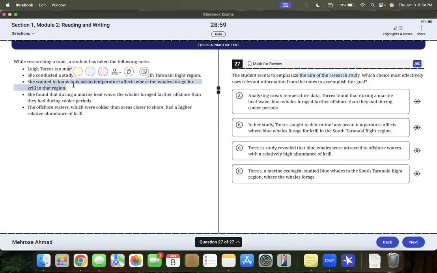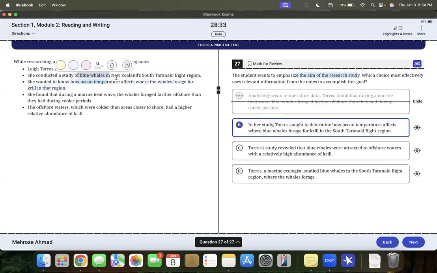Let's go through all of these. A, analyzing ocean temperature data, researchers found that blue whales forage farther offshore. No, this is not showing the aim, this is showing results. B, in her study, the ecologist sought to determine how ocean temperature affects where blue whales forage for krill in the region. This is a very good summary. It's summarizing what she wanted to know.